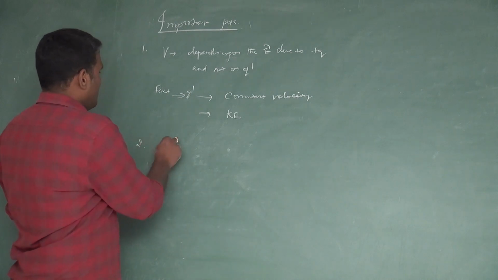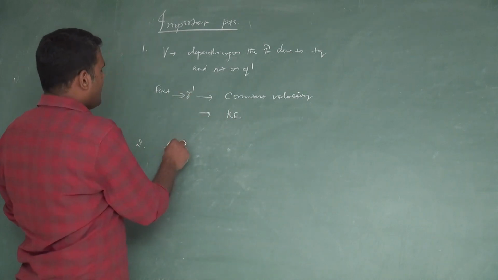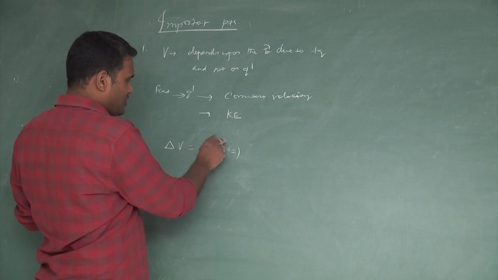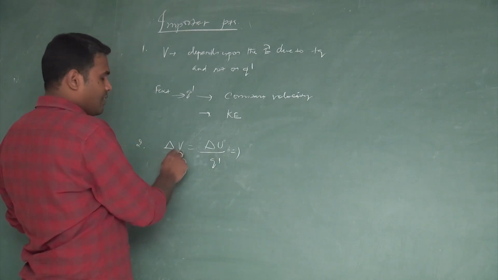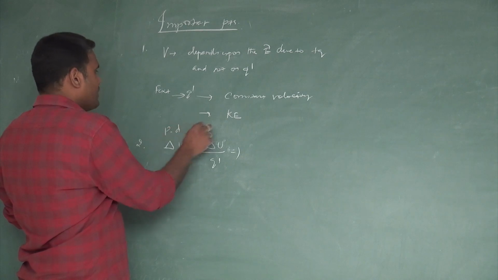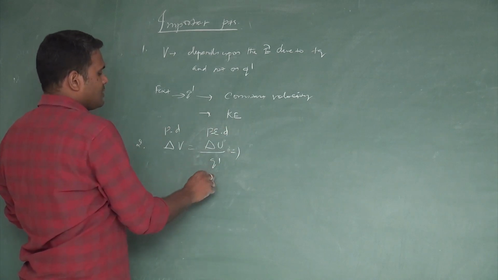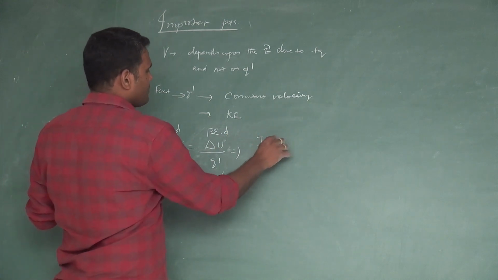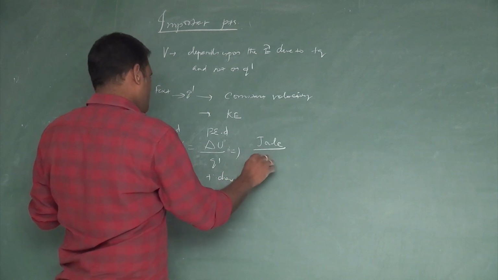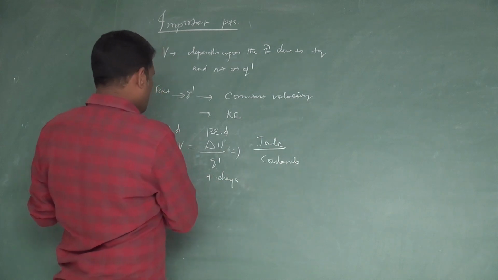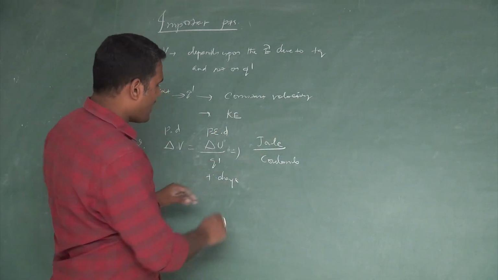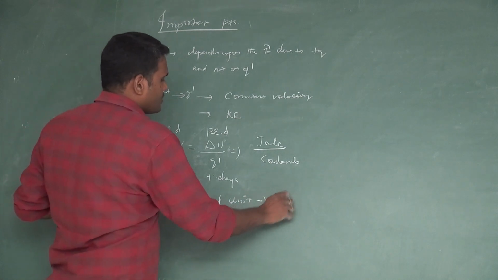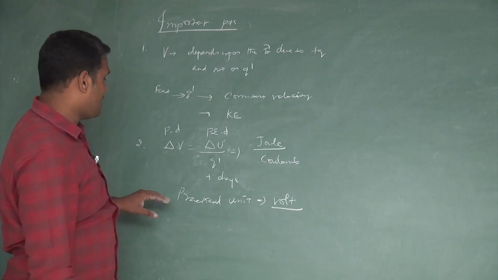Based on the result we have obtained, delta V equals delta U divided by Q prime. Delta U is the potential energy difference, Q prime is the test charge, and delta V is the potential difference. Potential energy has the unit joule, and charge has the unit coulomb. So potential difference has the unit joule per coulomb. But the practical unit for potential difference is the volt, named after the scientist Alessandro Volta.